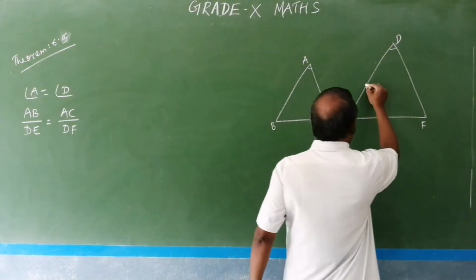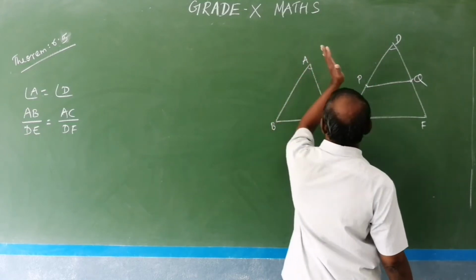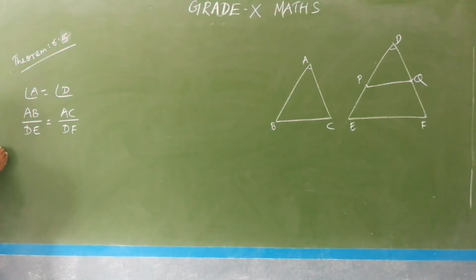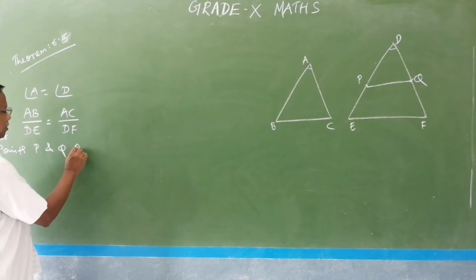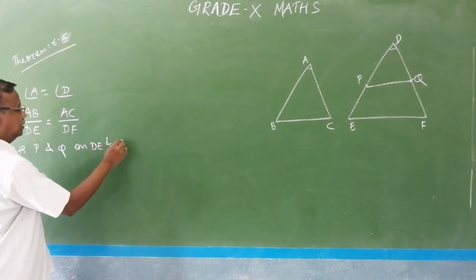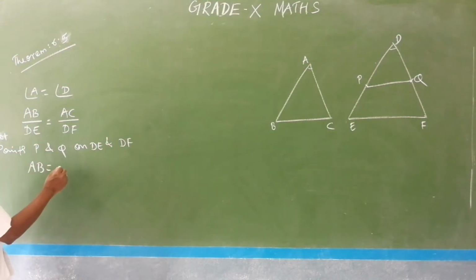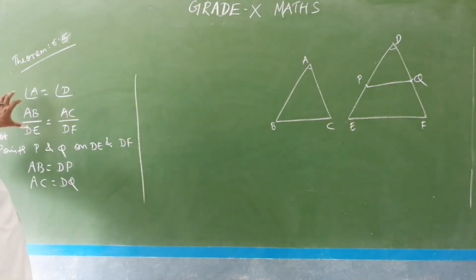As usual, take the points P and Q and join these two such that DP equals AB and DQ equals AC. So plot points P and Q on DE and DF such that AB equals DP and AC equals DQ.